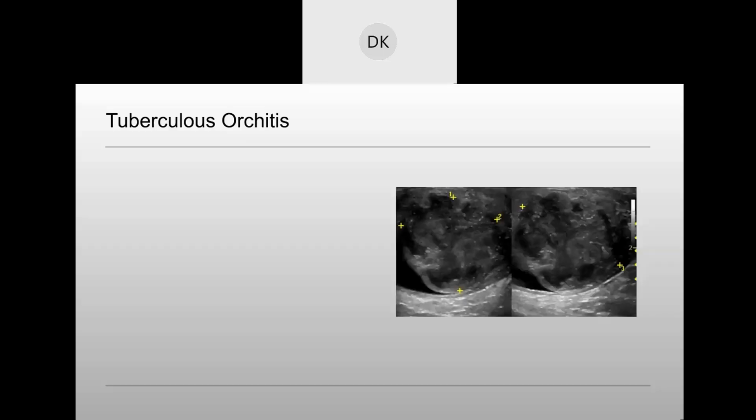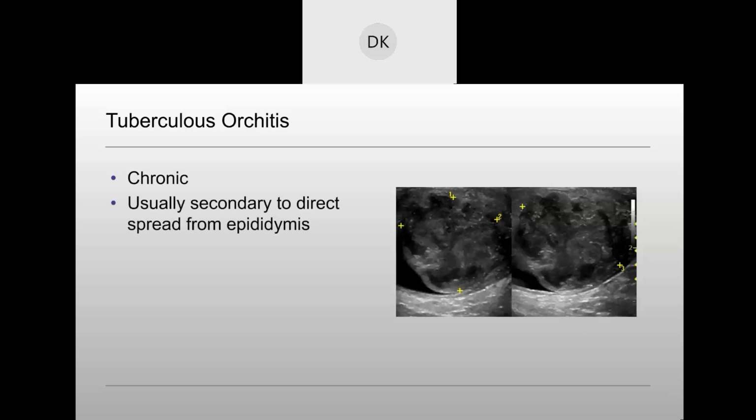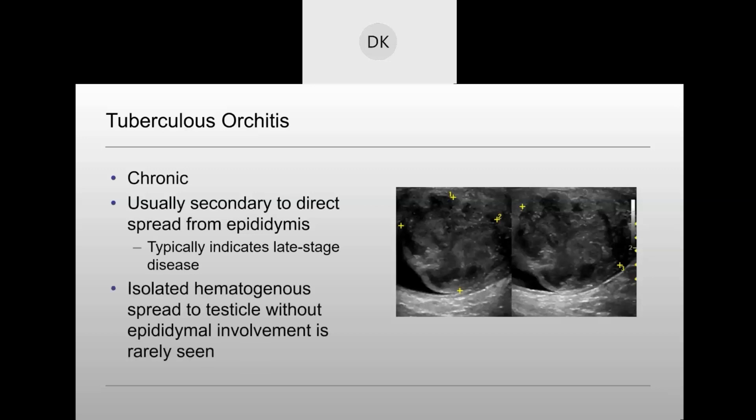And it turned out this was actually tuberculous orchitis. So just like tuberculous epididymitis, this is chronic, and it's usually due to direct spread from an epididymal tuberculous infection, which you tend to see more in late-stage disease. You can rarely have hematogenous spread just to the testicle without epididymal involvement, but that's not very common, and that's actually what this patient had. That's why clinically there was a higher suspicion that this was a tumor, because there was no epididymal involvement.